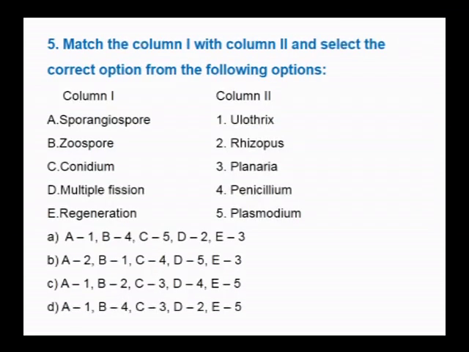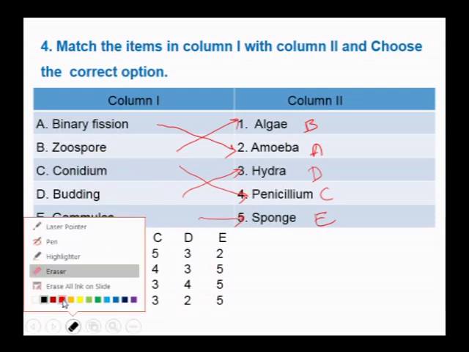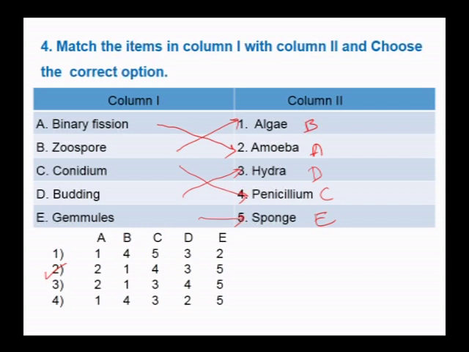Therefore, the answer is: A with 2, then B with 1, then conidia, penicillium, that is C, then budding, D, gemmules, that is E. So it should be BADCE. So the answer is 2. So you shall move on to the next question.